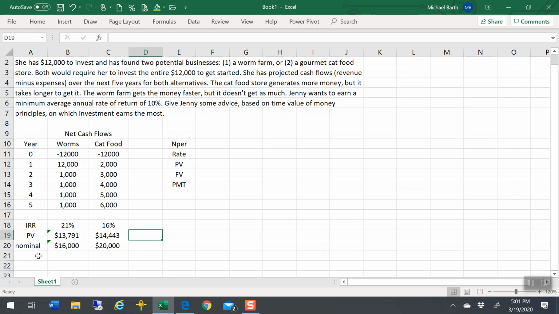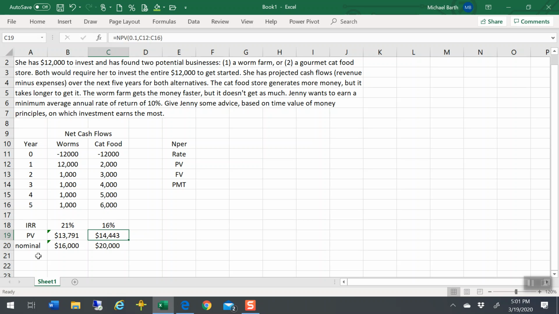If we did the same calculations for the cat food store, note that it brings in more absolute dollars, and the present value is also higher. It brings in the equivalent of $14,443 today. Okay. So which of these is better?